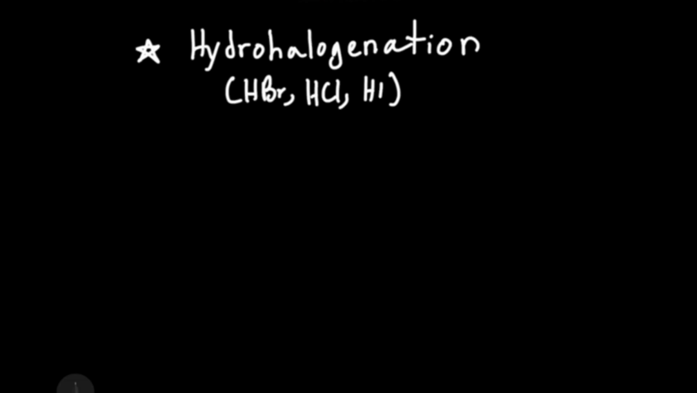This is going to be the first reaction mechanism I will be covering, and it is hydrohalogenation of an alkene, specifically using HBr, HCl, and HI. First, let's start by drawing out an example. So in this case, I will draw out 3-methyl-1-butene.